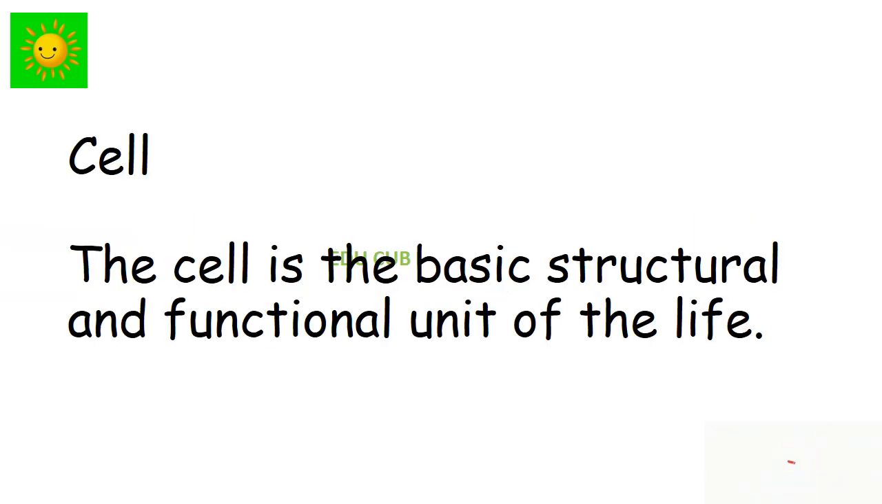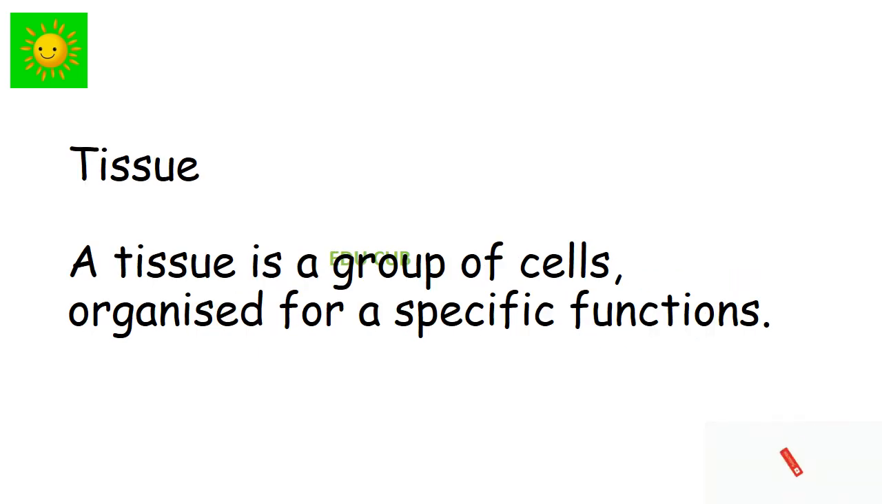Let's discuss those things. First one is cell. The cell is the basic structural and functional unit of life. Cell is the building unit of living organisms and the simple functional unit too. A tissue is a group of cells organized for specific functions.